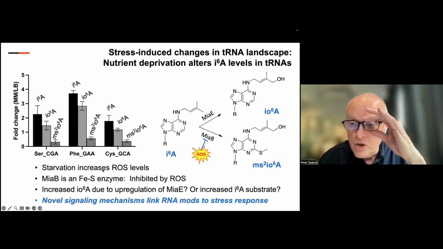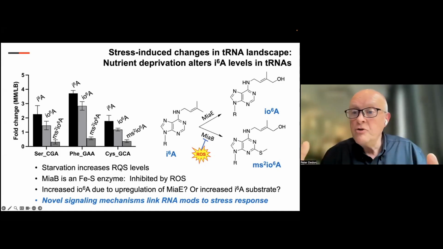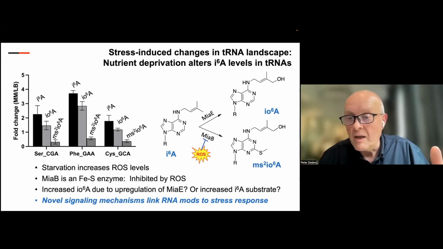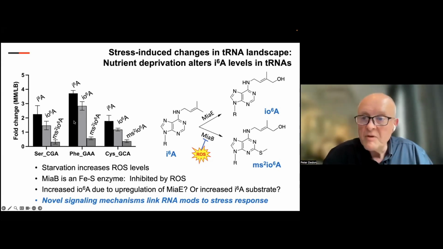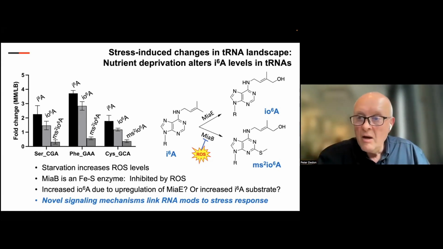What we know about starvation in a lot of bacteria is that reactive oxygen species skyrocket when the cells get stressed like this. And there's an interesting feature of MIAB in that it's an iron sulfur cluster protein. If you have reactive oxygen species around, it's going to destroy the iron sulfur cluster and knock out the activity of MIAB. So when we have ROS, not surprisingly, MS2I06A drops significantly in all the isoacceptors that would have it. And we see that I6A goes up. Again, sort of a substrate product relationship. The enzyme backs up and we have an increase in I6A.